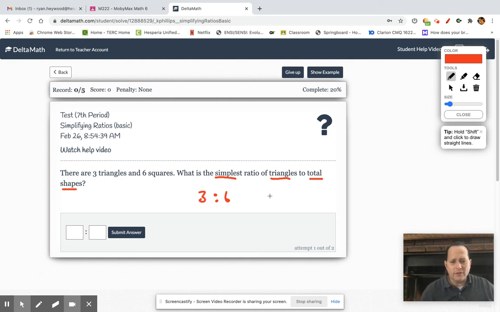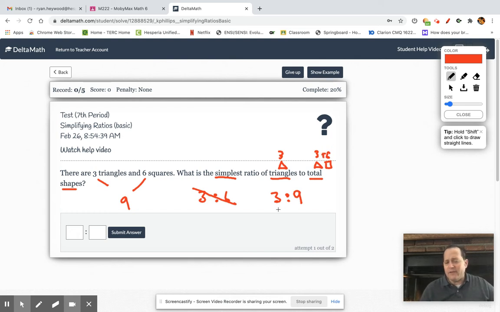So we have 3 triangles, and the total shapes is if we have 3 triangles plus 6 squares, that means we have a total of 9 shapes altogether. So that means our ratio is 3 to 9, not 3 to 6. We have to be very careful of that because, again, it's asking triangles to total shapes, which is all of the triangles plus all of the squares, okay? Which means we have 3 triangles and 6 squares for a total of 9 shapes, okay?